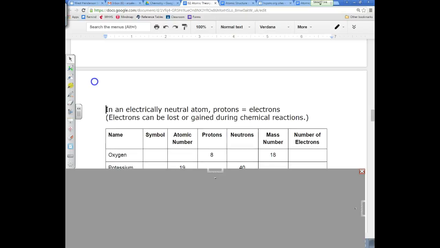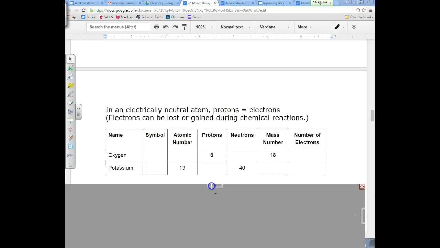Alright, so what I have here is a little table, and we're going to see if we can figure out the ones that are not filled in. And we'll try and figure them out with the formulas that I just went through. So, first we're dealing with oxygen, and then ask for its symbol. That we can look up on the periodic table.